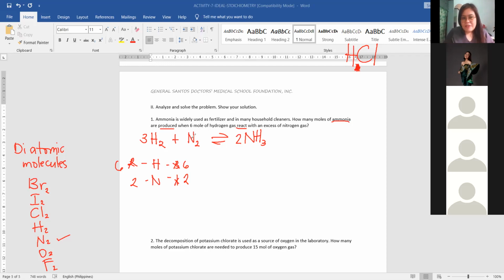If we now have the balanced equation, we can now solve the stoichiometric problem. So in a stoichiometric problem, do not forget our pattern. So what is our pattern? If you have grams given, we convert it. Wait a moment.